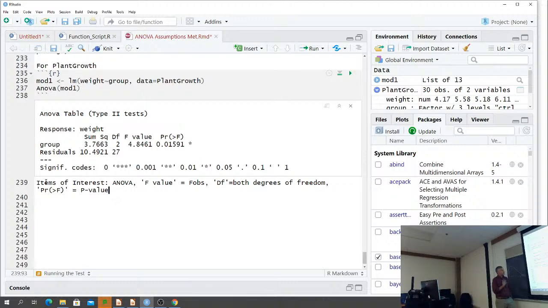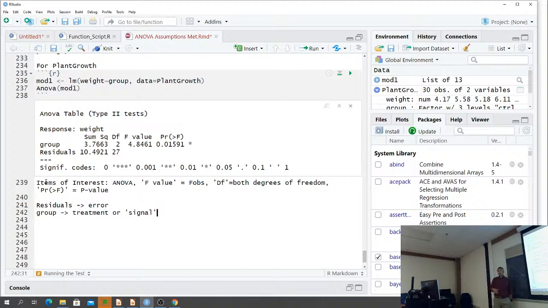What are the other things? The sum of squares and the residuals. That is our measure of variance, how much variation we have around our group means. That's our residuals, that's our error. And our group, which is our signal, that's our treatment. So residuals is the error part. The group is our treatment, or signal. But again, these values are sensitive to sample size.